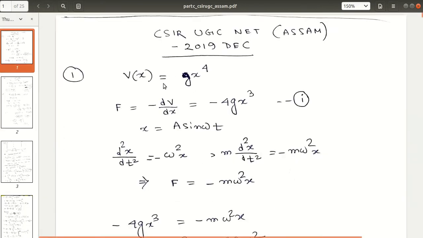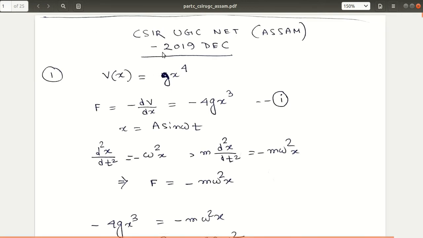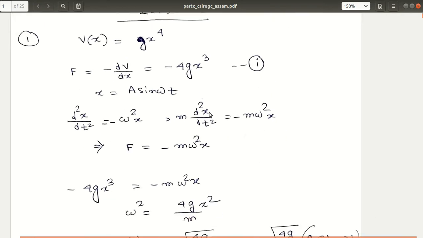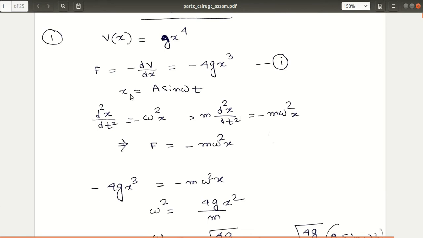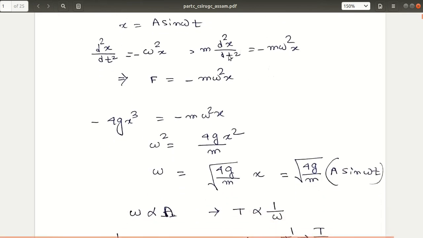Here V(x) is g x to the power 4, and if you take the derivative of the potential, you will get the force, which is minus dV by dx, which is minus 4g x cube. Next, apply the simple harmonic oscillator, x equal to a sine omega t. This x follows d2x by dt2 equal to minus omega square x. If you multiply it with m, then it will be m d2x by dt2 equal to minus m omega square x, and this is basically your force.